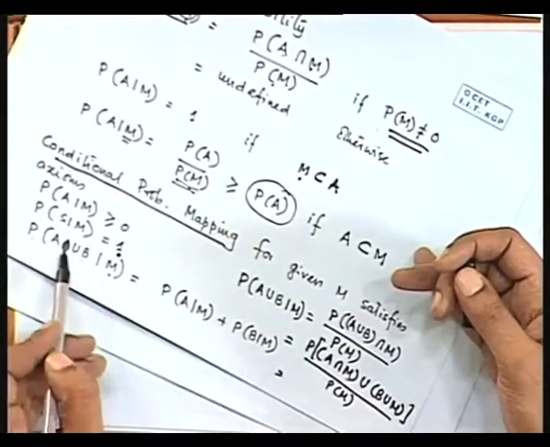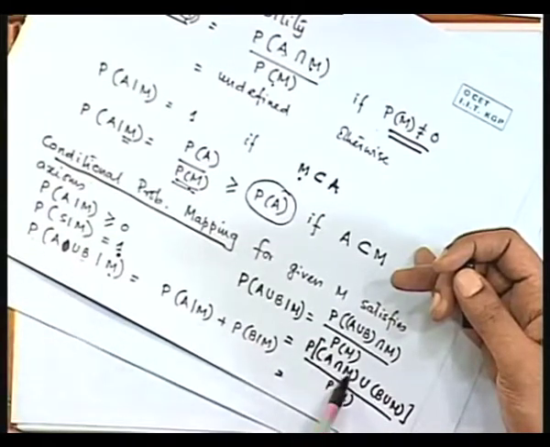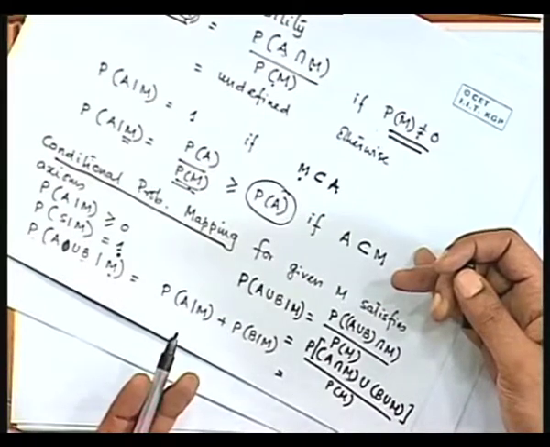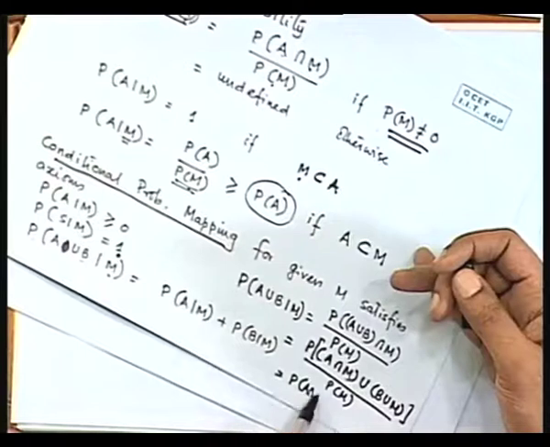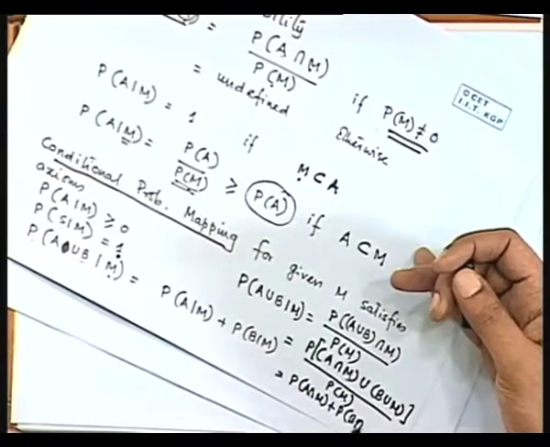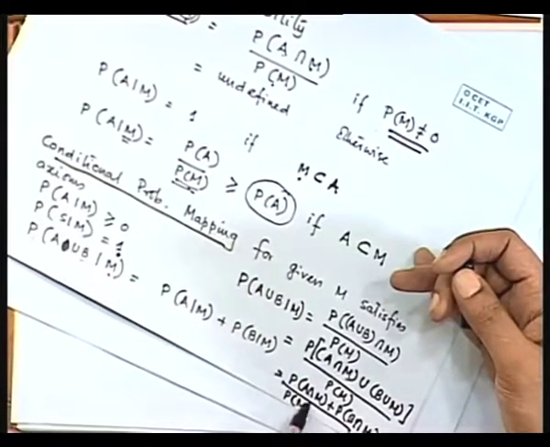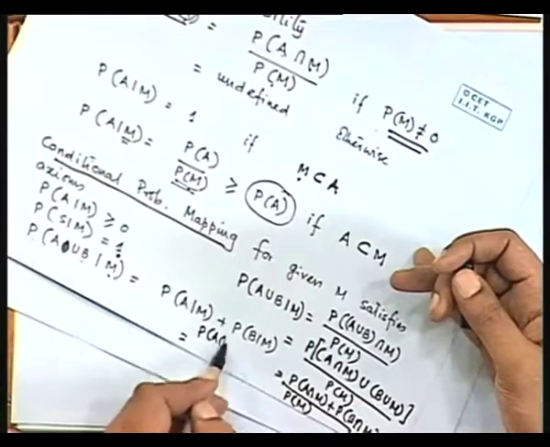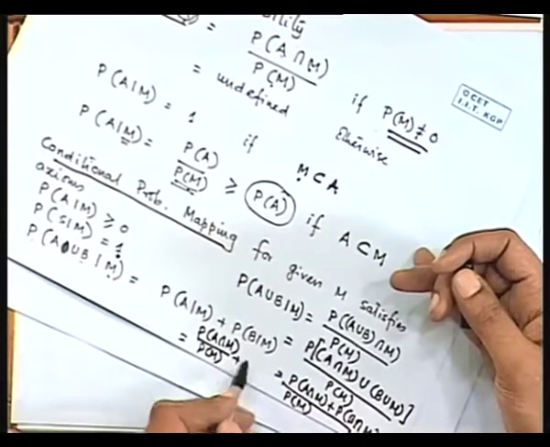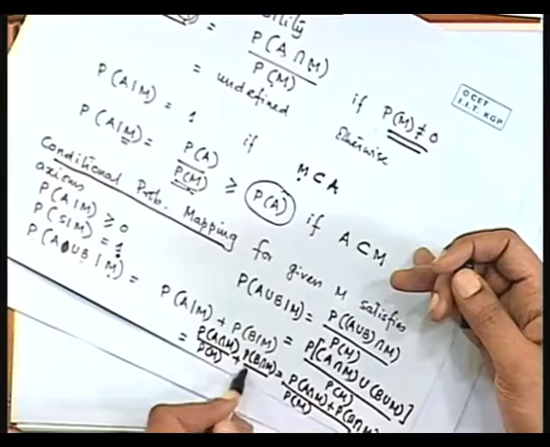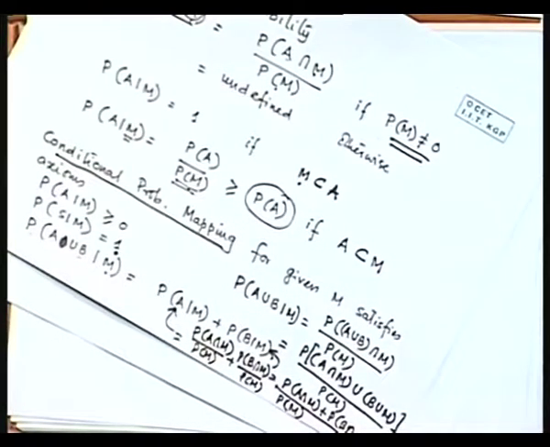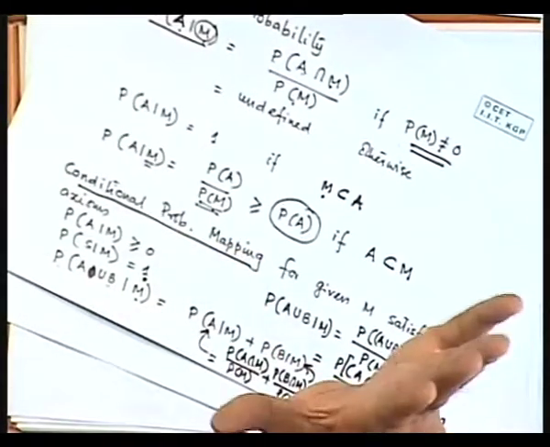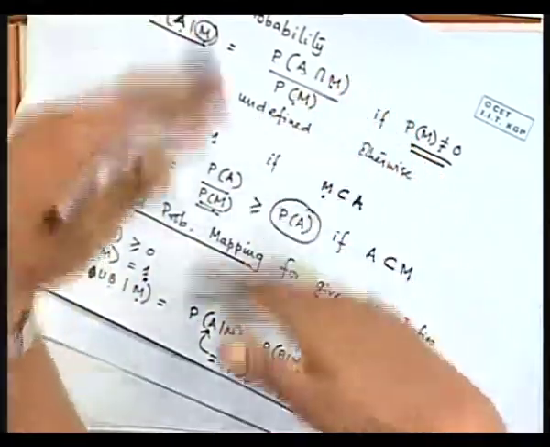Now since A and B are mutually exclusive events, A intersection M and B intersection M are also exclusive events. So probability of A intersection M union B intersection M is probability of A intersection M plus probability of B intersection M, divided by probability of M. So it is equal to probability of A intersection M by probability of M plus probability of B intersection M by probability of M, which is this. So you see that this conditional probability mapping is itself a probability. It satisfies the axioms. Whenever you make a new way of defining probability, it must satisfy the axioms.